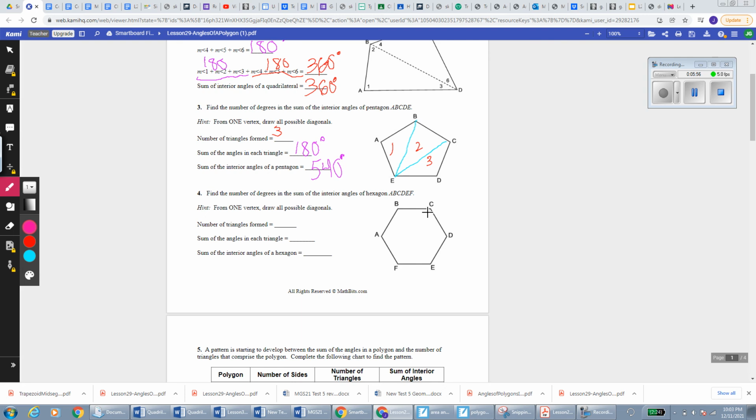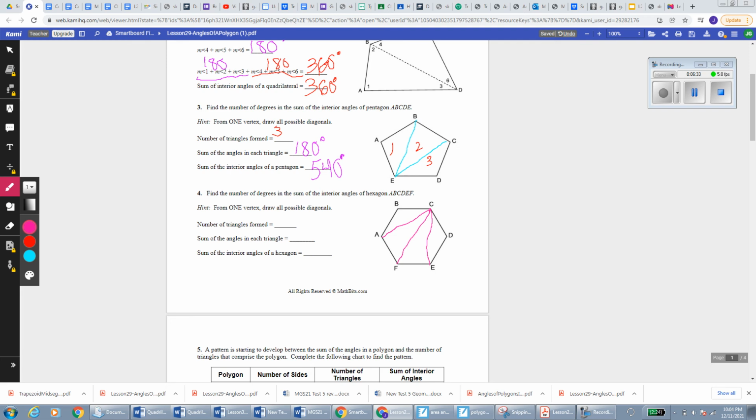I'm going to pick vertex C this time. It doesn't matter which vertex you pick. And I'm going to connect from C to A, from C to F, and from C to E. I can't connect from C to B because if I do, that just gives me a side of the hexagon, not a diagonal. Same thing with D to E. If I connect with C to D, once again, I just have a side of the hexagon. Remember, a diagonal is formed by connecting any 2 vertex points that are not right next to each other.